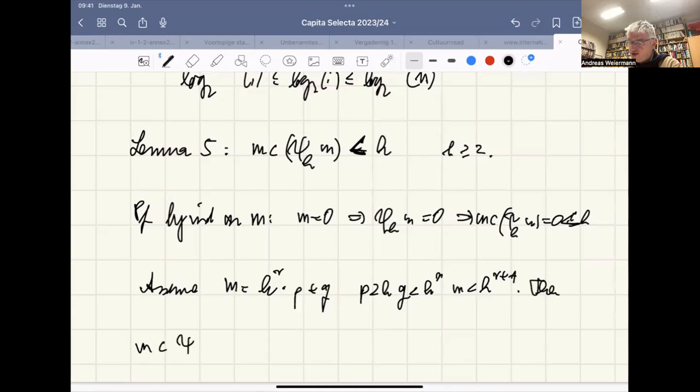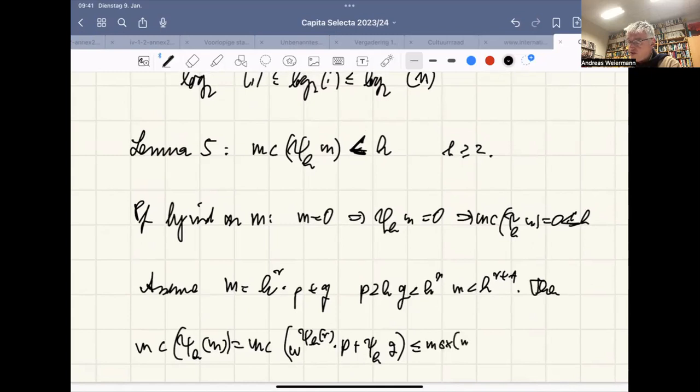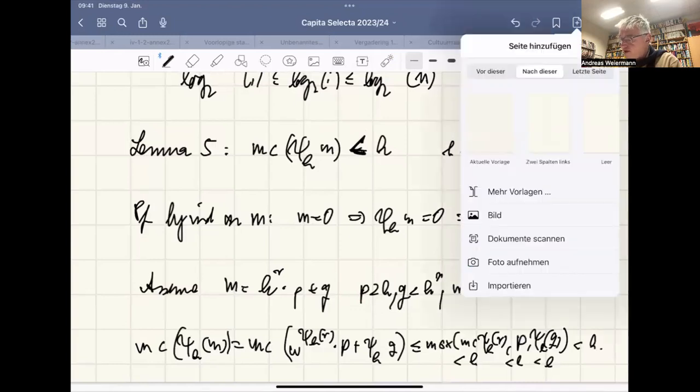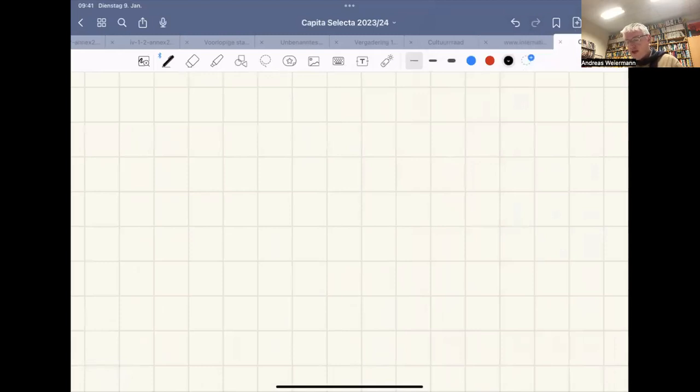Then the maximal coefficient of CK of M is the maximal coefficient of omega to the CK of R times P plus CK of Q. We know that this is a normal form, so this is bounded by the maximum of the maximal coefficient of CK of R, P, and CK of Q. It's smaller than K by induction hypothesis, here too, and this is smaller than K by this assumption here. So this is smaller than K, and the lemma is shown. Okay, now we have everything together. And let us now consider the Goodstein sequence.